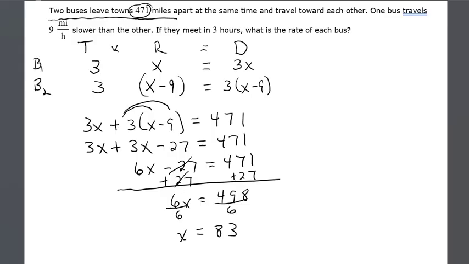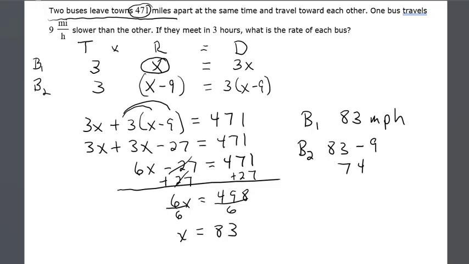83. Now what does 83 represent? X. So what does x represent? It represents the rate of bus 1. So bus 1 traveled at a rate of 83 miles per hour. Now remember, bus 2 travels at a rate 9 miles per hour slower. So bus 2 travels at a rate of 83 minus 9, or 74 miles per hour.